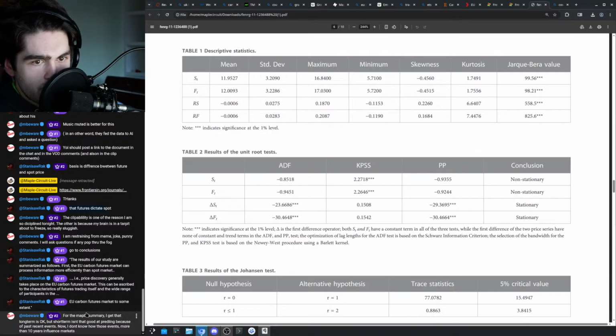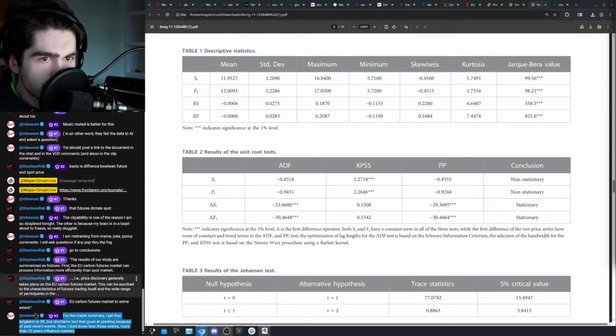For the maple summary, I get that long term is okay, but short term isn't that good at predicting because of past recent events. Now, I don't know how those events, more than 10 years, influence markets. I don't know if that's the best way to say it because I'm not even sure I understood, but it's all good.